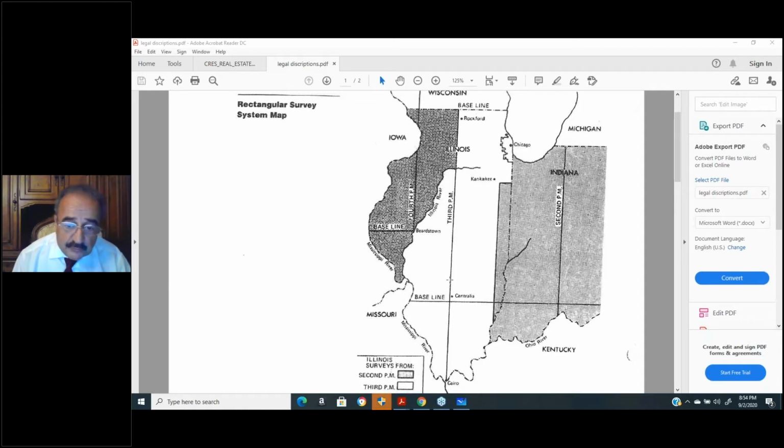Most of the state of Illinois is covered by the third principal meridian, which runs from Cairo on the south to just past Rockford on the north. It's the white part of the map. And then the fourth principal meridian starts in a little town called Beardstown. Primarily, it runs between the Mississippi and the Illinois River. So you need to know that Illinois uses the second, third, or fourth principal meridian, one of those three, to describe property here in Illinois.